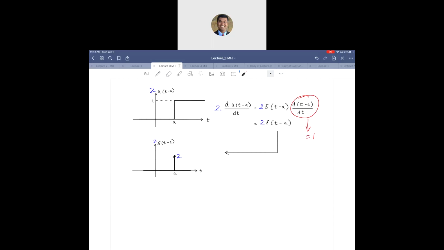How can you view this intuitively? I'm moving from left to right. As I'm moving, I'm keeping track of the slope. 0 here, 0 here, I got that. At a, I have a discontinuity. When I differentiate that, I will get an impulse.